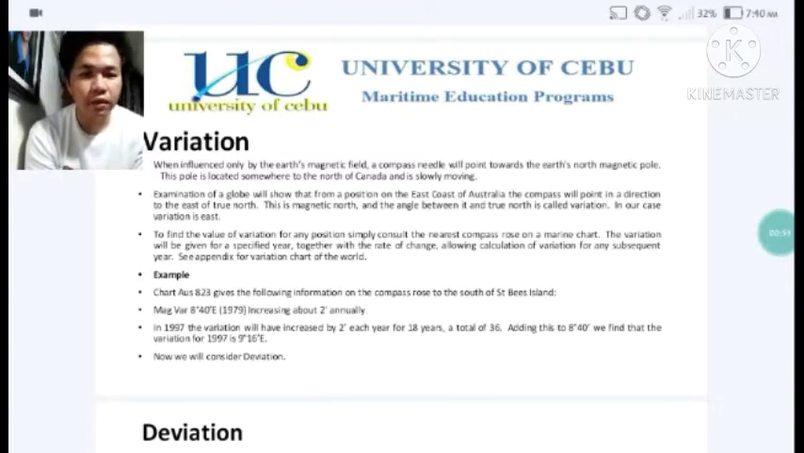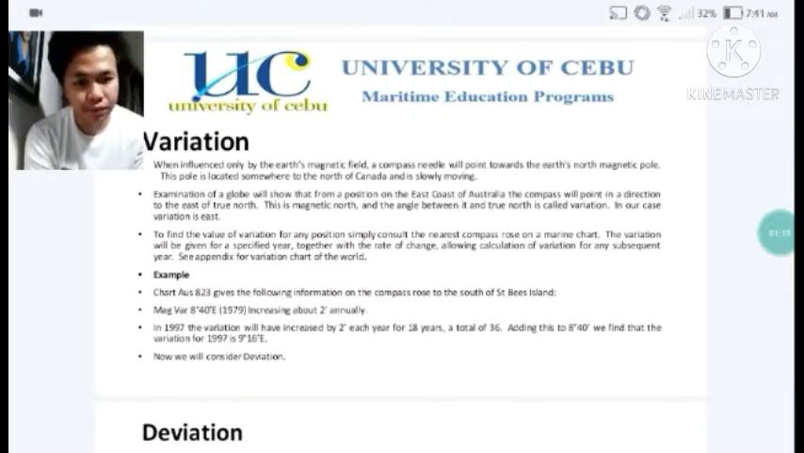So, to find the value of variation for any position, simply consult the nearest compass rose on a marine chart. The variation will be given for a specified year, together with the rate of change, allowing calculation of variation for any subsequent year. See the appendix for a variation chart of the world.